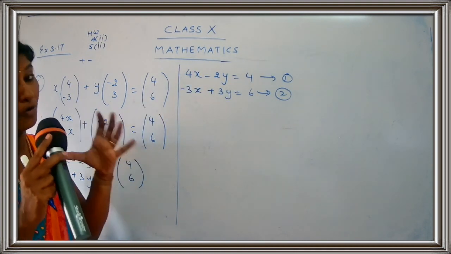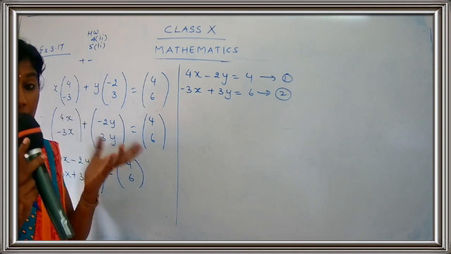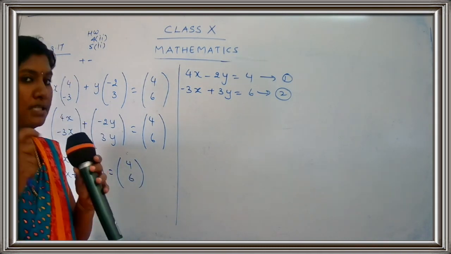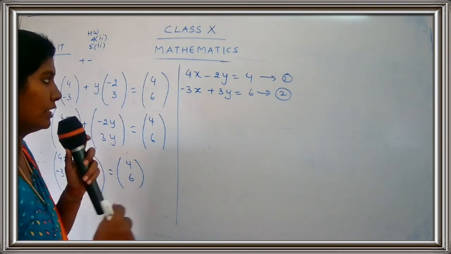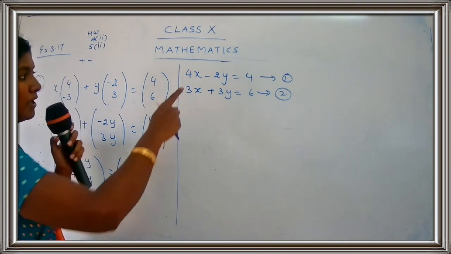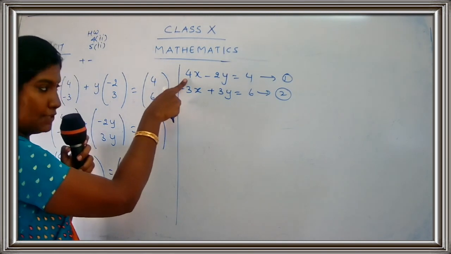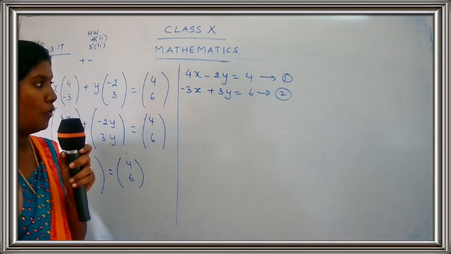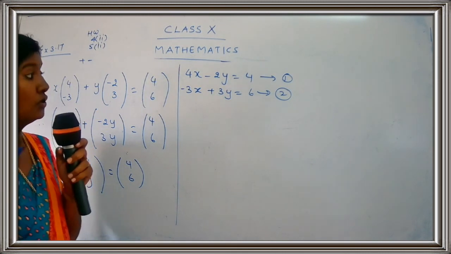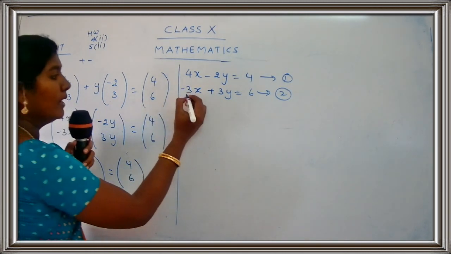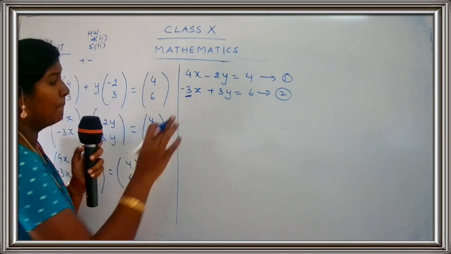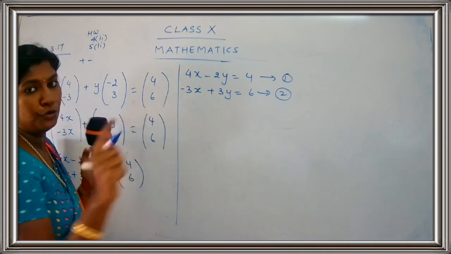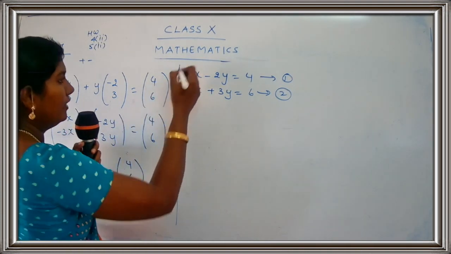If I just say it orally, you will be confused. You will be in total confusion. Yes, children? Okay, so let's do the sum. I'll be giving you an explanation step by step. The first thing is, what is the coefficient of x here? It's 4. What is the coefficient of x here? Minus 3. I want the coefficient to be the same. So what I'm going to do is multiply by 3. I'm not going to take the sign. Just multiply equation 1 by 3 and equation 2 by 4.